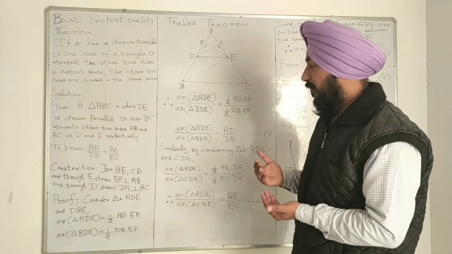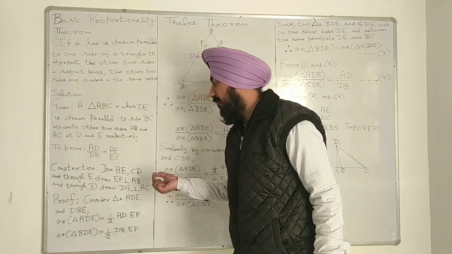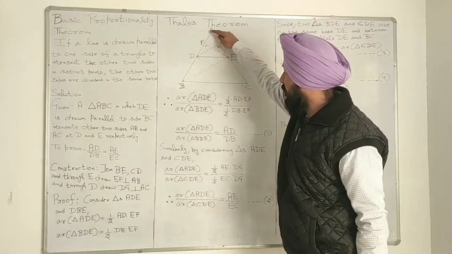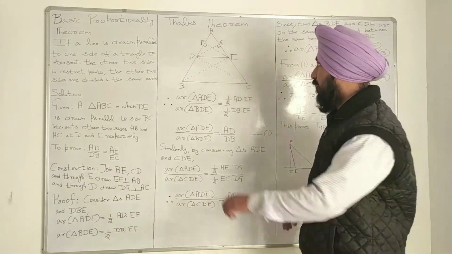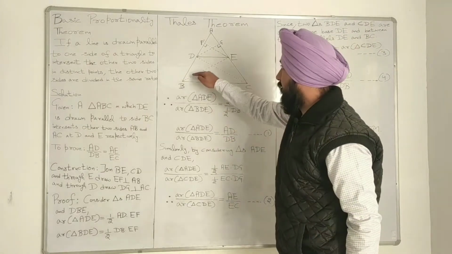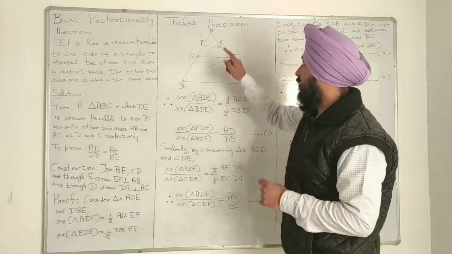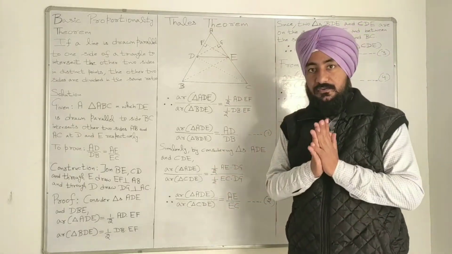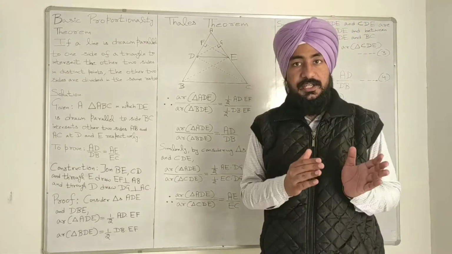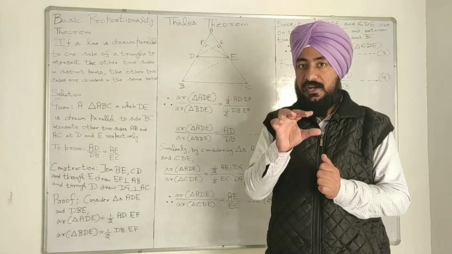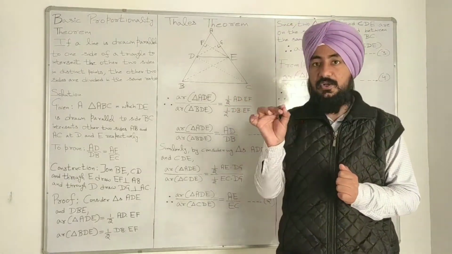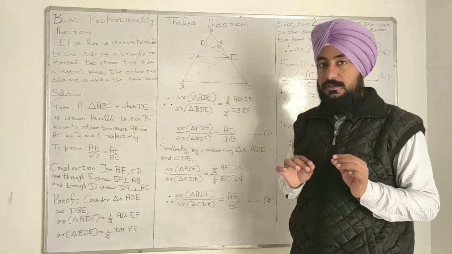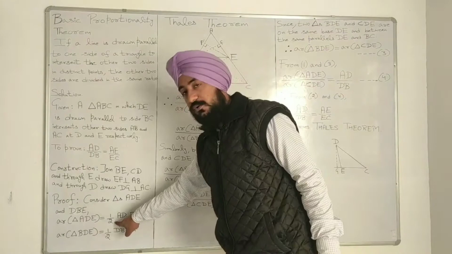In the proof, first of all, consider triangle ADE and triangle DBE. This is the triangle ADE, and this is the triangle DBE. Now see, students, if we want to calculate the area of a triangle, the formula is 1/2 base into height. It means if we want to calculate the area of triangle ADE, we have to apply the formula 1/2 base into height.